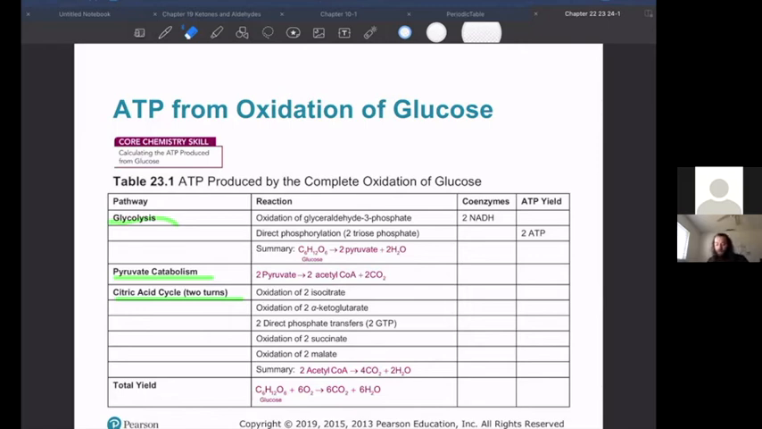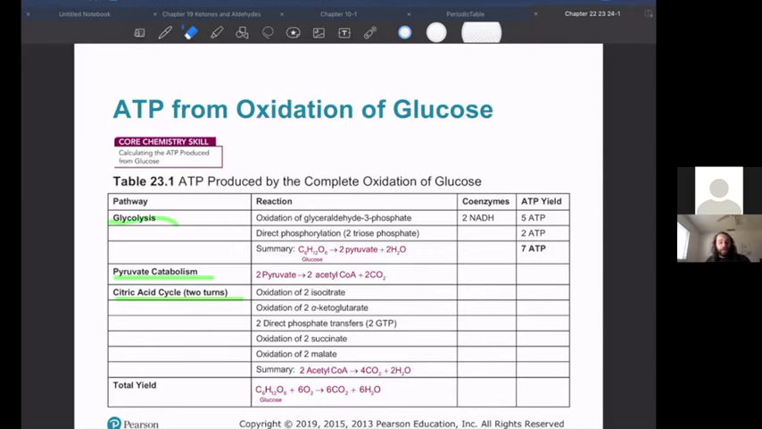Okay, so then those two NADHs enter into the electron transport chain and yield how many ATPs? Remember, it's 2.5 ATP per NADH, so that would be a total of 5. So from glycolysis, from both the direct phosphorylation, our direct payout of ATP, and the indirect payout that comes from those coenzymes, we would get a total of 7 ATP.